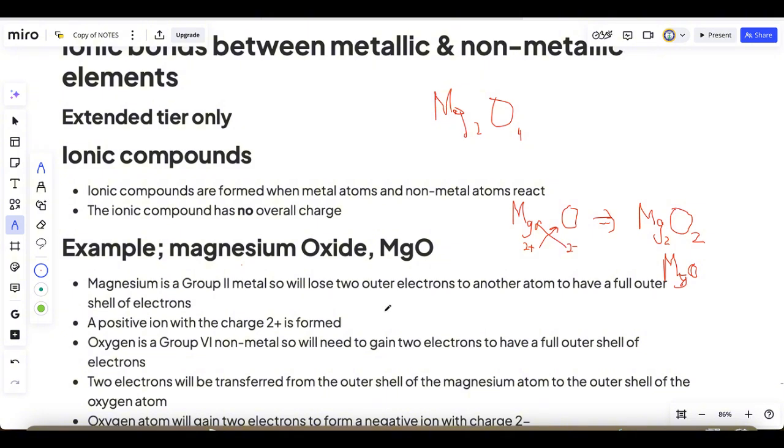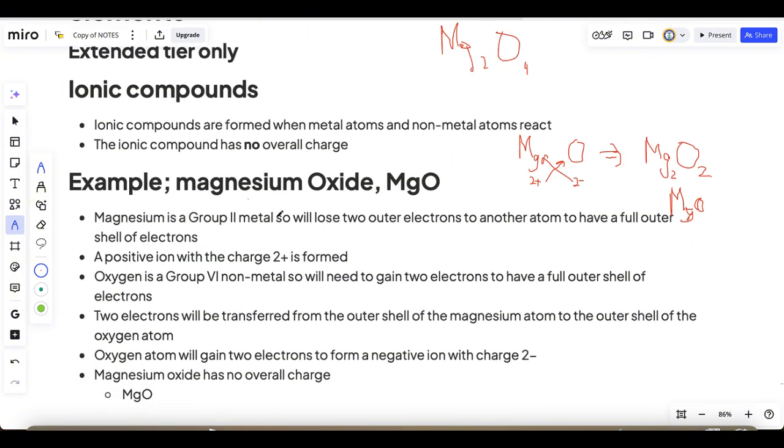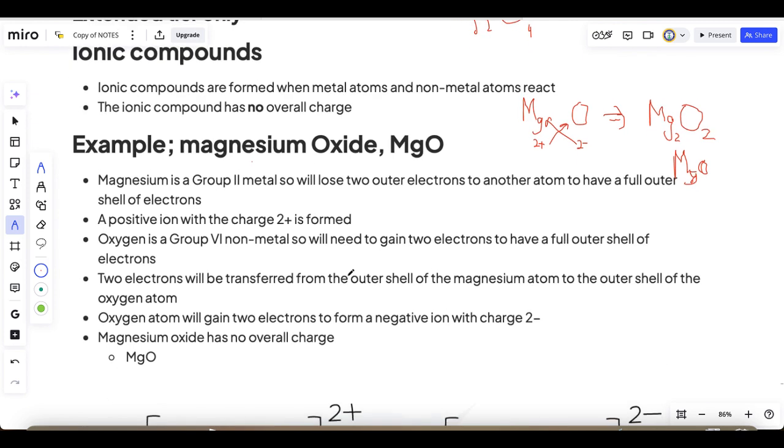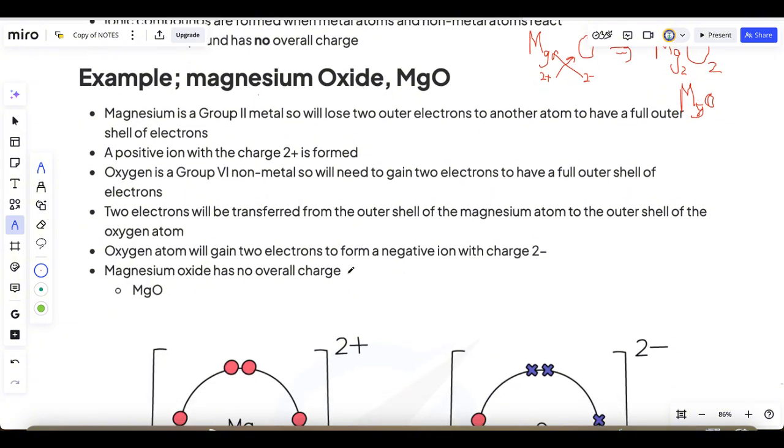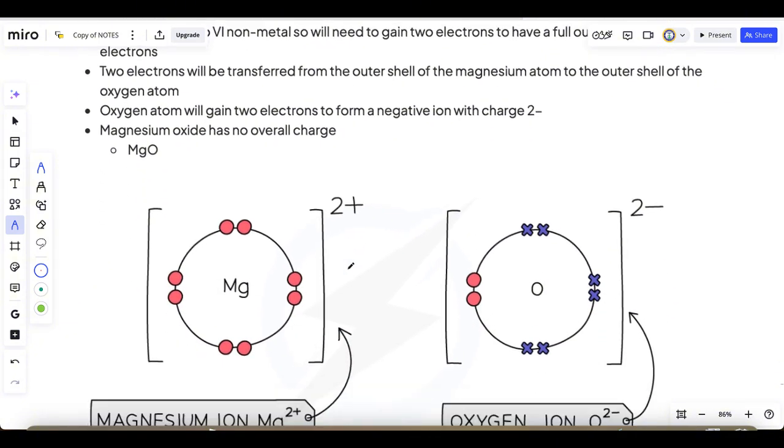Okay, let's move on. Magnesium is in group 2 in the periodic table and is a metal, so it loses 2 electrons, because it has 2 electrons in its outer shell, to have a full outer shell. So it becomes a plus 2 ion. Oxygen is in group 6. It is looking for 2 electrons to complete its outer shell, and so it will gain these 2 electrons. At the end, they will form MgO.